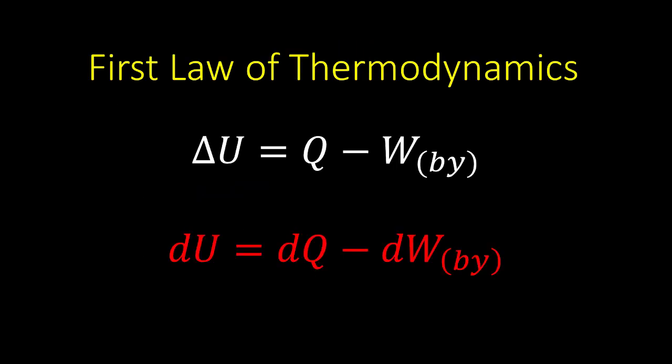Over this process, the change in the internal energy of the gas is given by the first law of thermodynamics as delta U equals Q minus W by, where Q is the heat added to the gas and W by is the work done by the gas. The infinitesimal form is dU equals dQ minus dW by.